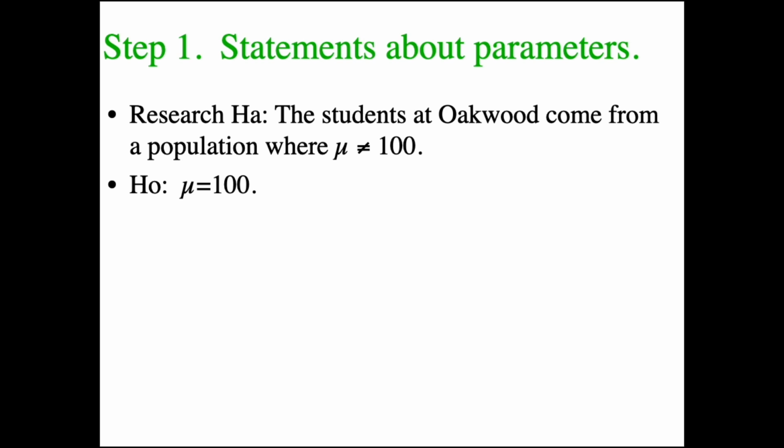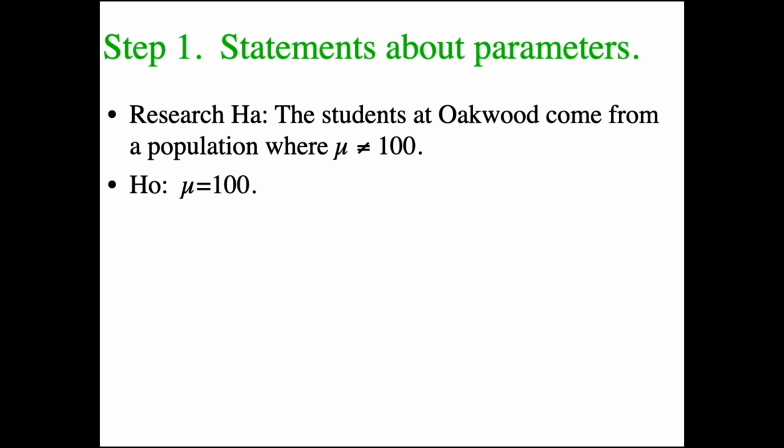But the null hypothesis, the one that they need to reject before they can go for their alternative hypothesis, is to test whether or not they actually come from a normal population where mu is equal to 100. So now we need to think about what our comparison distribution is.